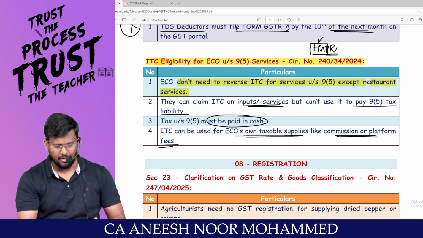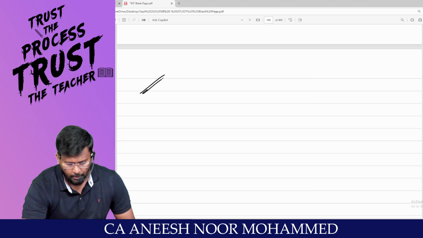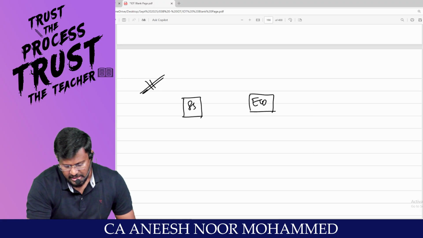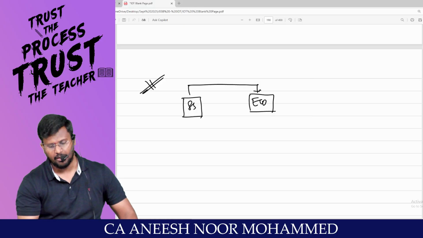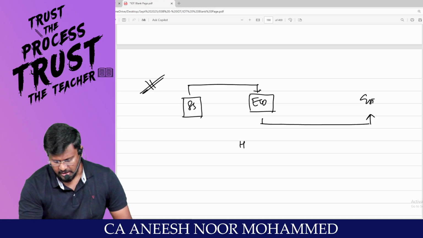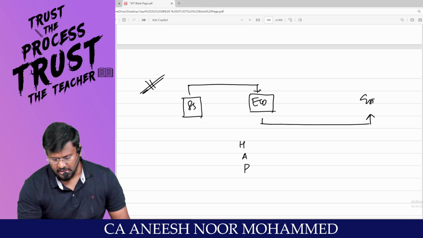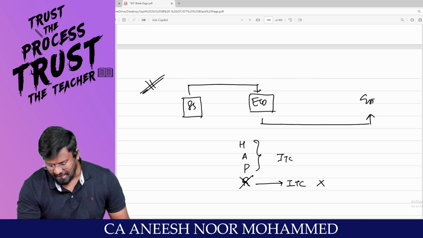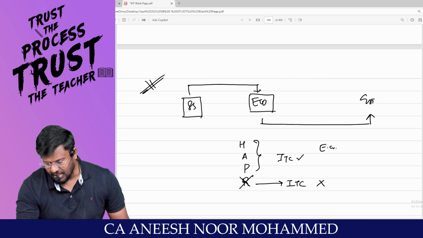That means what they are clarifying is, if I am an e-commerce operator, this is the analysis. If specified services have been supplied through the e-commerce operator, the operator is the person liable to pay GST, right? What are the specified services? Accommodation services, housekeeping services, passenger transportation services, and restaurant service. For restaurant service, the ECO is not supposed to take ITC. But for the other services, if there is any ITC, that ITC can be taken and can come and sit in the electronic credit ledger, my dear lovable students.